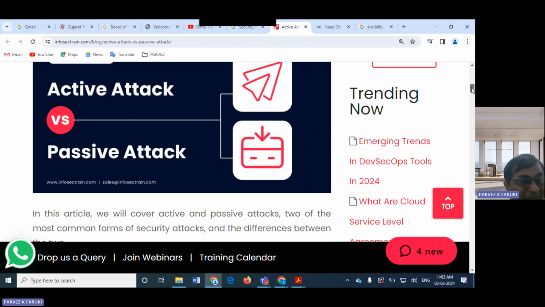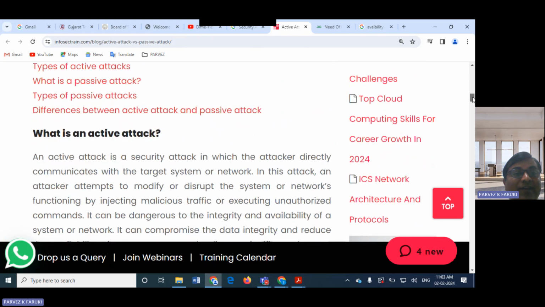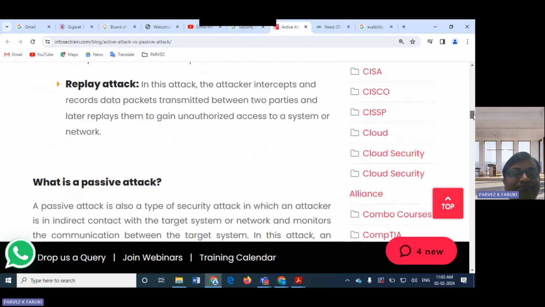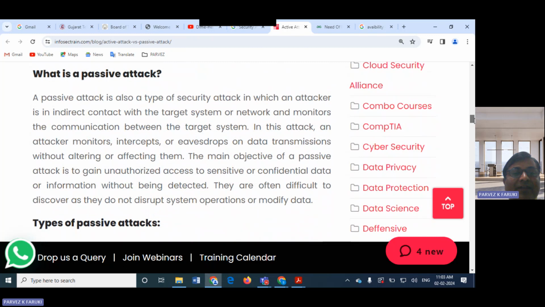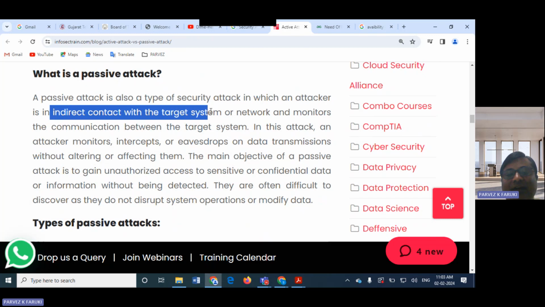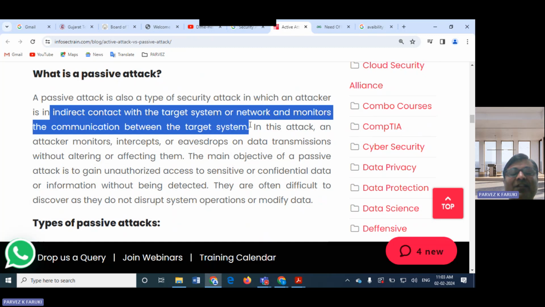Why look at passive attack first? Because passive attack is a facilitator of an active attack. Remember this very clearly. So let's look at it in a textual manner. Passive attack is a type of security attack in which an attacker is in indirect contact with the target system, network, and monitors the communication between the target systems.